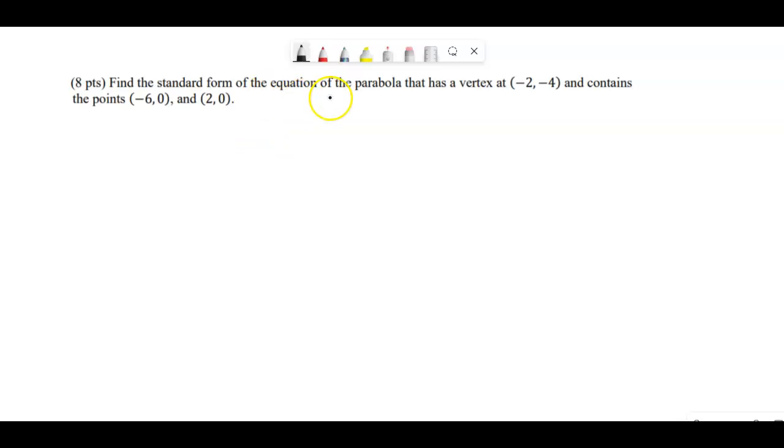Find the standard form of the equation of the parabola that has a vertex at -2, -4, and contains the points -6, 0, and 2, 0. Okay, let's start off with a quick sketch of the information they give us. -2 and -4. So here we have our vertex, and it goes to the point 2, 0, and -6, 0. So we can kind of sketch our graph now.